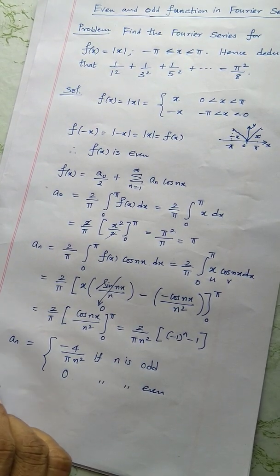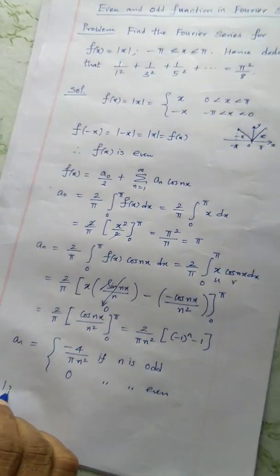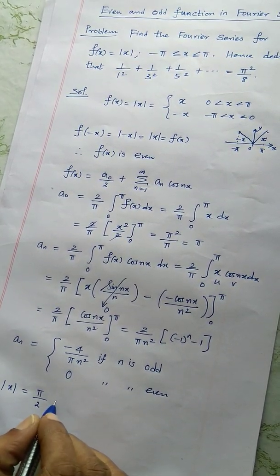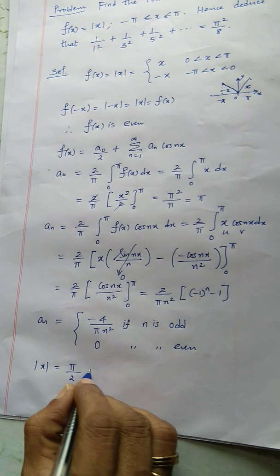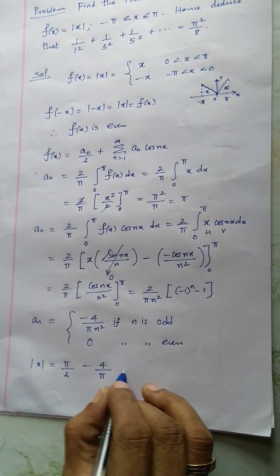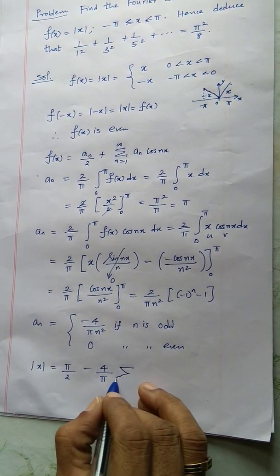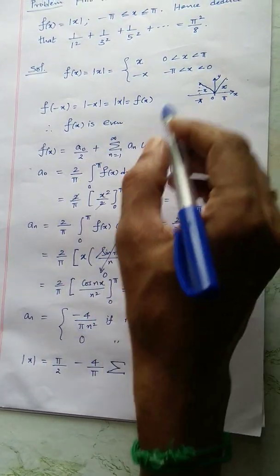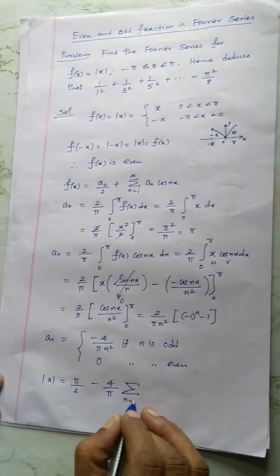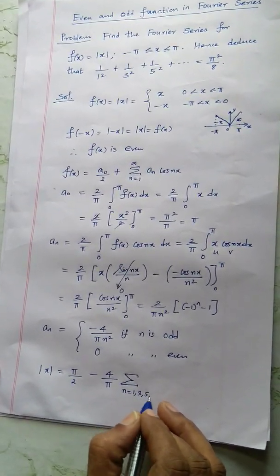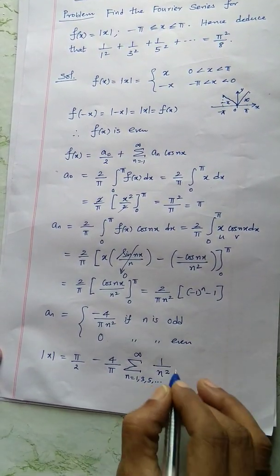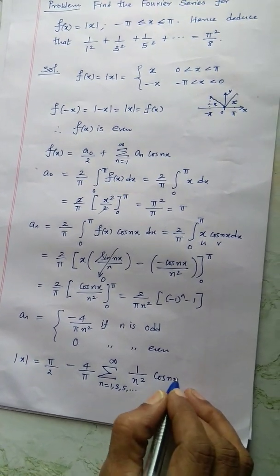Therefore my Fourier series for mod x: a naught by 2, so pi by 2. I am going to substitute this. You can take out all the constants, including 4 as well as pi. Take the summation, in the Fourier series, with only odd values, n equal to 1, 3, 5, etc. to infinity, 1 by n square cos nx.